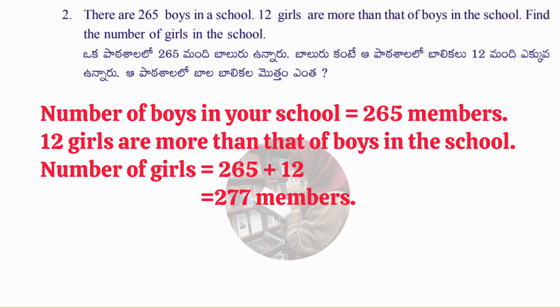Okay, let's see the solution. Number of boys in the school is 265 members. Okay, 12 girls are more than that of boys in the school, means then we'll get the total number. So number of girls equal to 265 plus 12. Then if we add it, we'll get 277 members. So in a school there are 265 boys and 277 girls. Are you getting?